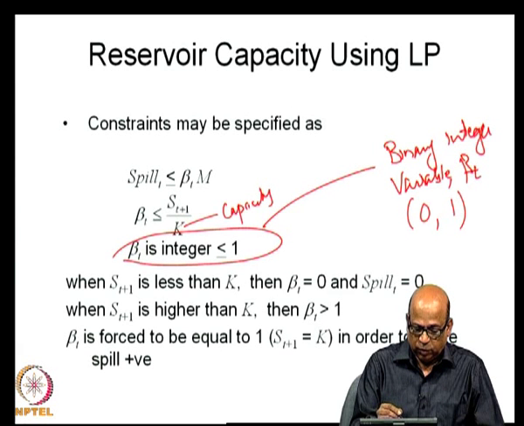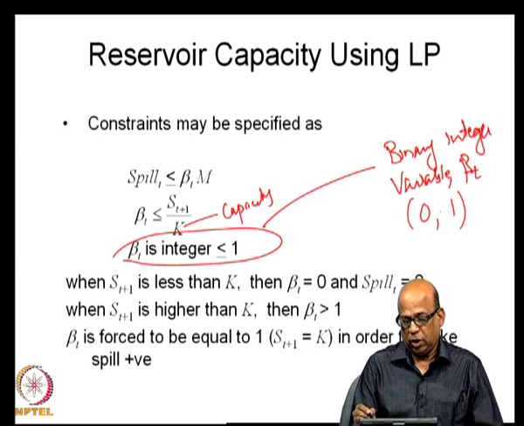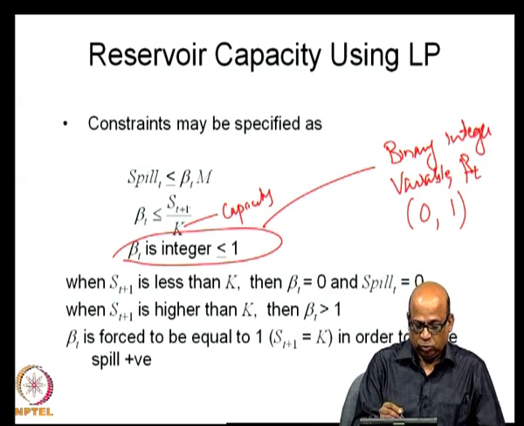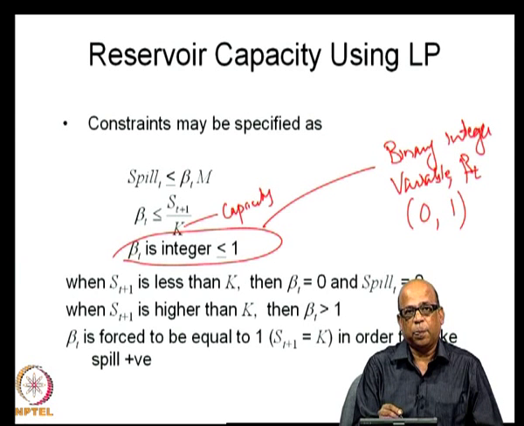If S t plus 1 is less than k, what happens? Then this value will be less than 1, and beta t can only be 0, because it can only take values of 0 or 1. So, beta t will be 0 whenever S t plus 1 is less than k.